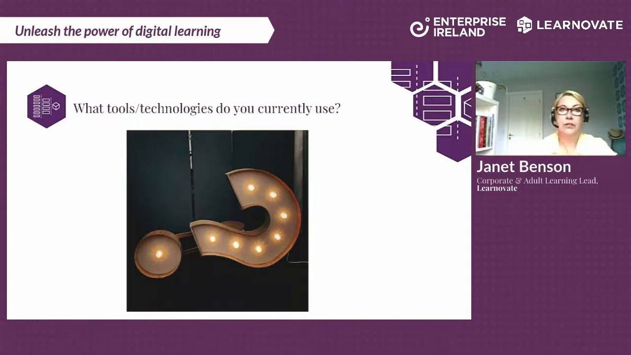Certain tools are really good for certain things, but if we try to shoehorn other things into them, sometimes that doesn't work so well. So it'd be nice to get a feel for what tools and technologies are currently being used.